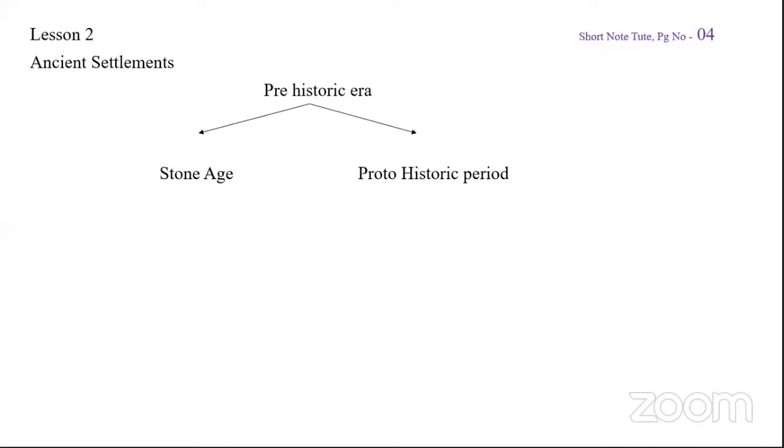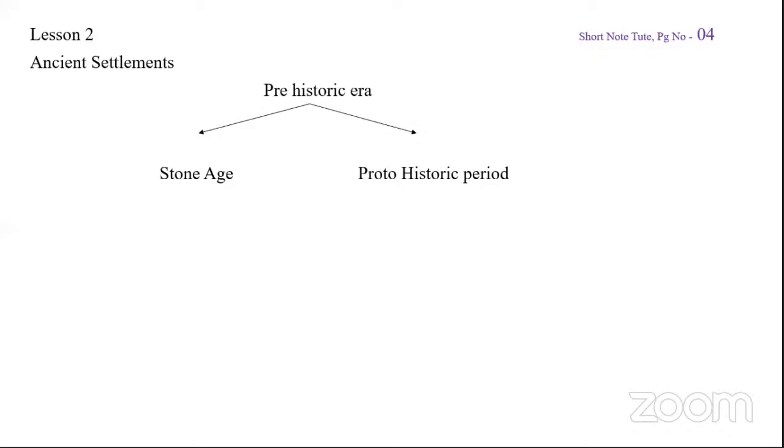So what is the prehistoric era? It is the time period from which we can't get any information because things were not written. So we have to use archaeological sources to get information. That is the thing regarding the prehistoric era. Once again, we divide the prehistoric era into two ages, the Stone Age and the Proto-Historic time period.